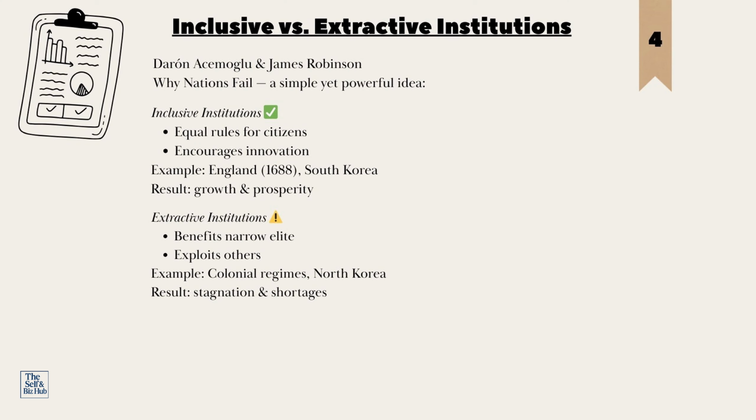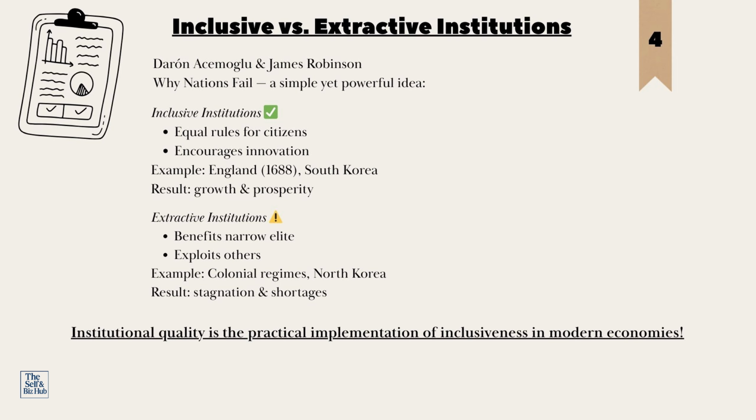Extractive institutions serve a narrow elite, extracting resources from the rest of society. Example: colonial regimes, where resources benefited only a small group. The most striking example is North and South Korea. One nation, shared culture, but completely different institutional frameworks. South Korea became a high-tech, prosperous economy, while North Korea turned into a closed dictatorship with chronic shortages. In short, institutional quality is the practical implementation of inclusiveness in modern economies.